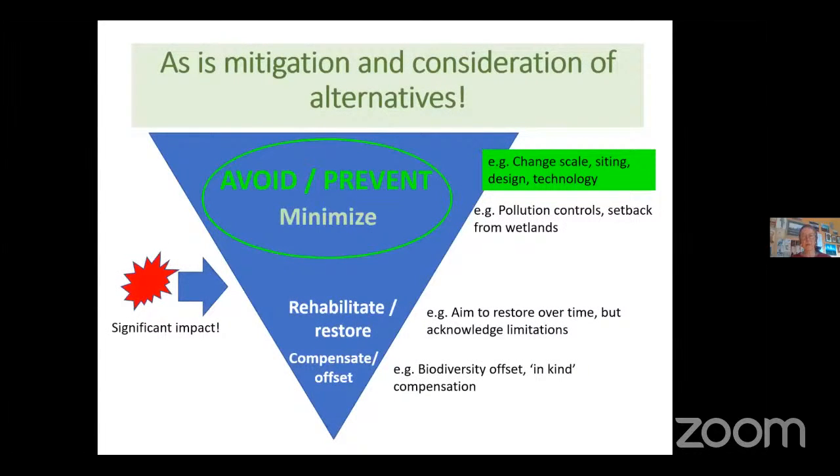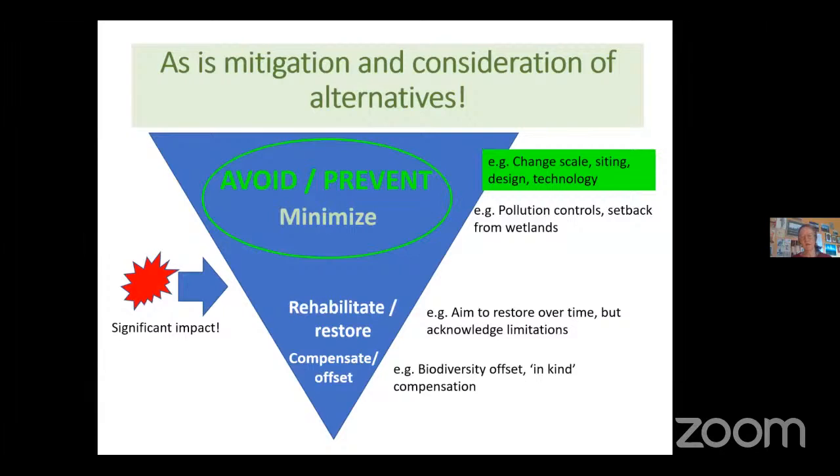The absolute first prize is to avoid or prevent any significant negative impacts on our biodiversity. And how do we do that? We can change the scale, siting, design, technology, sequencing, you name it. We have to be creative in looking at ways to avoid and prevent. Minimizing is the next in the so-called mitigation hierarchy, and both of these are called preventive or proactive measures to try and reduce impacts to the extent possible.